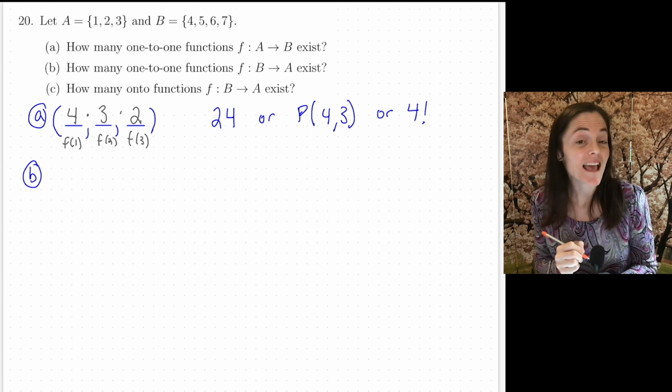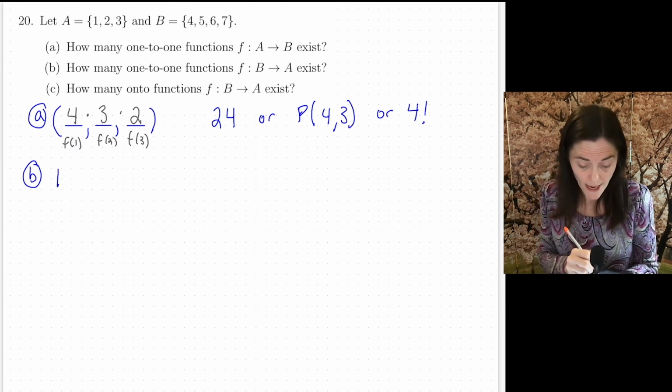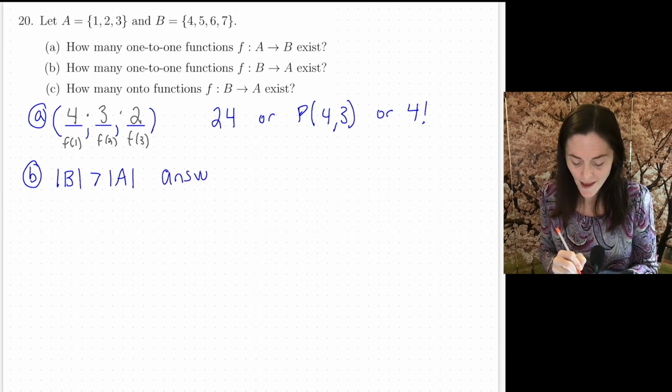One-to-one functions from B to A. Well, you notice the cardinality of B is bigger than the cardinality of A. So the answer is 0. This came from the pigeonhole principle, really.